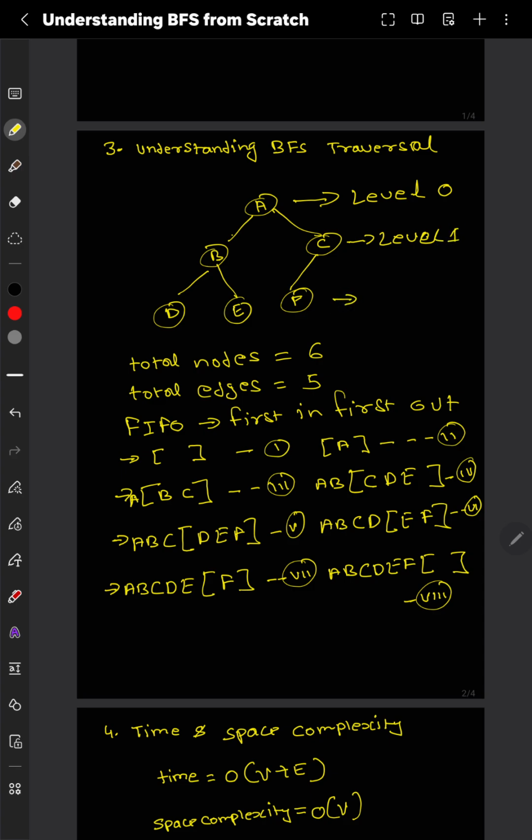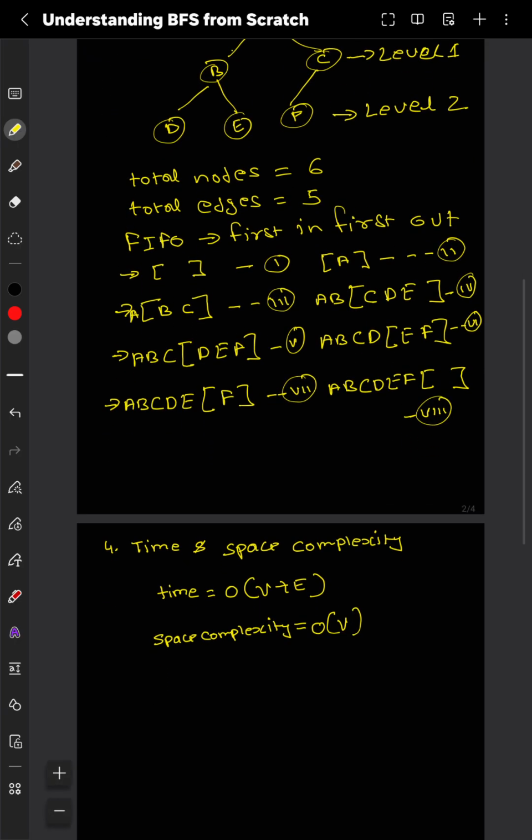And then the next to go out was DEF, so level 2. So BFS goes level by level, and that's why it is also called brute force search, because it searches and goes for every node. So if you don't want to miss out any particular nodes, then you can go for this BFS traversal algorithm.